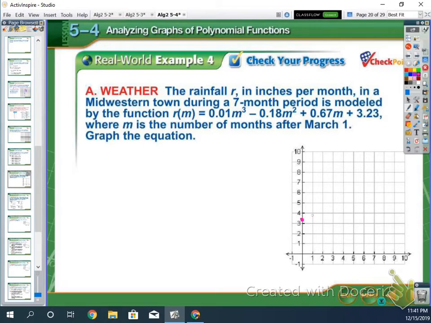1, 3.73, so that's a little bit higher. 2, 3.93, a little bit higher still. 3, 3.89, roughly the same spot, slightly lower. 4, 3.67, so it's about 2/3 of the way between 3 and 4. 5, 3.33, so about 1/3 of the way up. 6, 2.93, maybe there. 7, 2.53. 8, 2.19. 9, 1.97. And 10, 1.93.